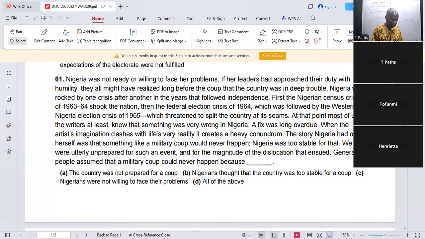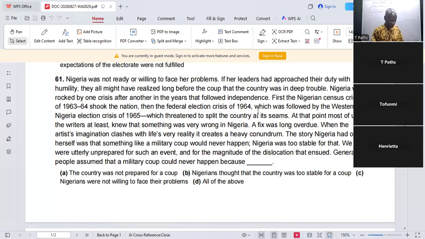And for the magnitude of the dislocation that ensued, generally, people assumed that a military coup would never happen because, you can imagine the assumption, we felt so relaxed. And it was that lacuna, that loophole that the political class left behind, that was what made the military hijack power. We all know that the military is an aberration. They are not meant to rule the country, but they lack the foresight, the vision. Theirs is to protect the national integrity and to ward off external aggression or attack.